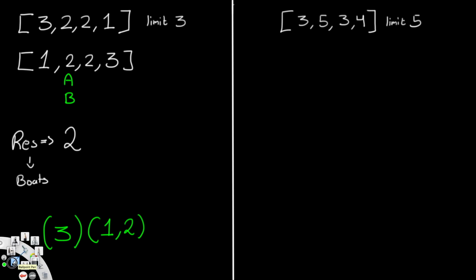Now, at this point, they're both at the same place. So obviously, that means that this is the only person left to go. So directly, we're going to send this person in his own little boat. So number 2 is going to go in his own boat. And simultaneously, our result is going to increase by 1, giving us a value of 3. And now we move both of the pointers.